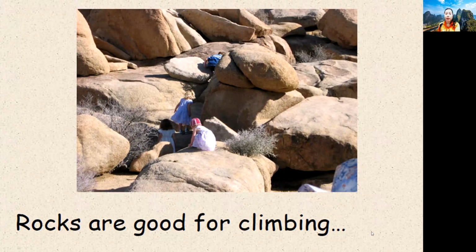So here, rocks are also good for climbing. We can climb on the rocks. Remember, there is a sport called rock climbing. So we can use them for climbing and for playing.